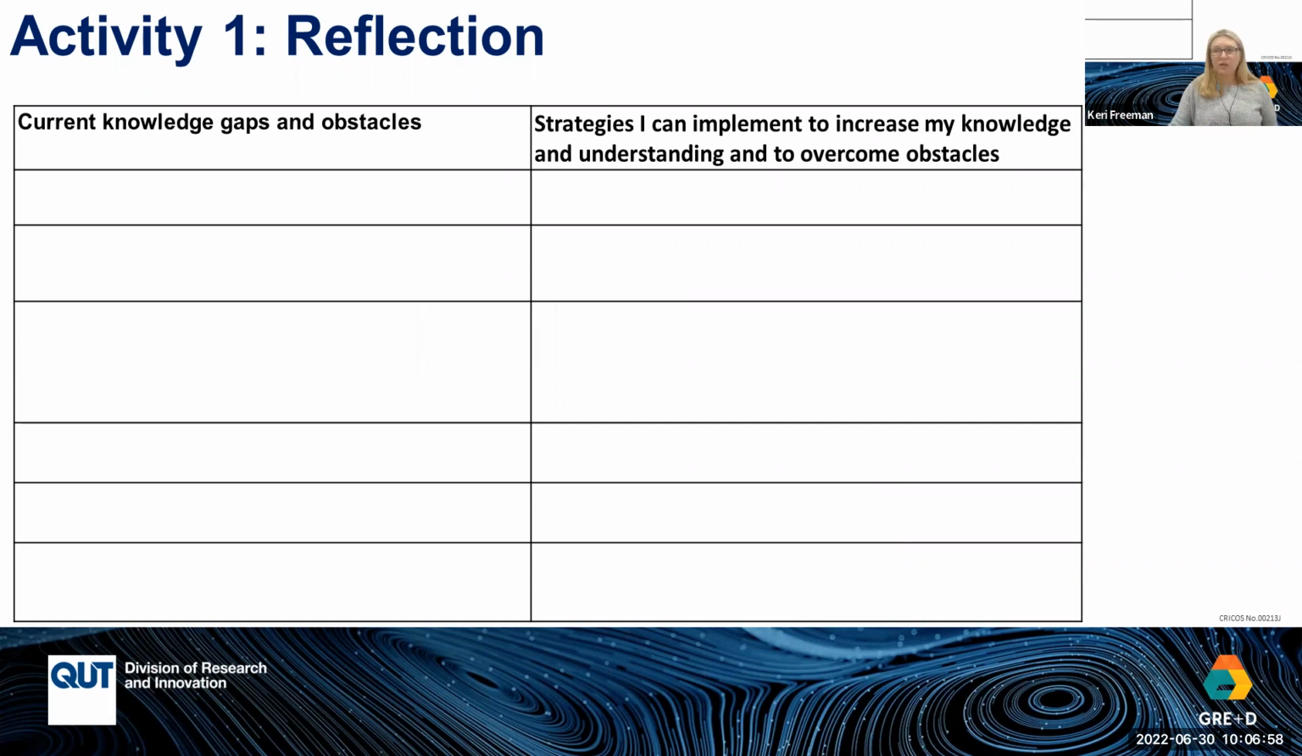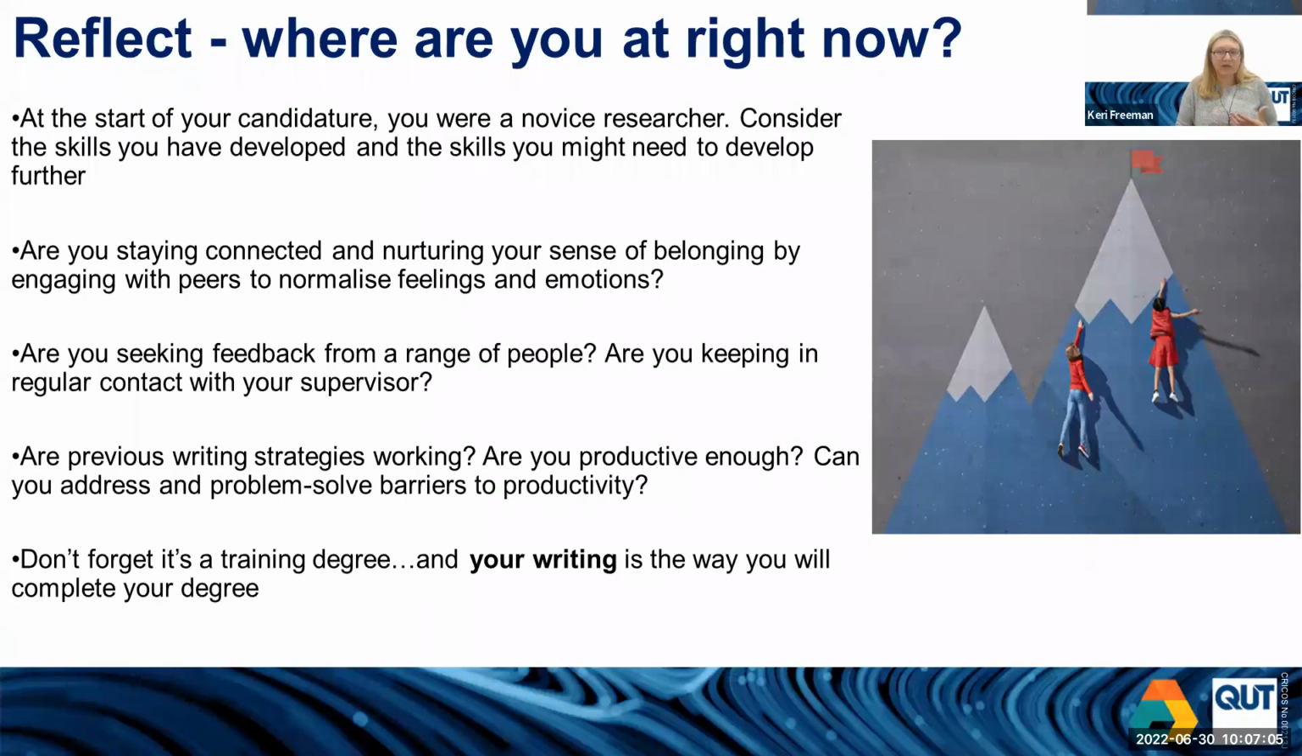So what I wanted to do is, well, I'll give you a few minutes shortly, but before we get to that, when I'm saying reflecting, reflect on where you're at right now. One way to do that is to think about the start of your candidature, when you were potentially a novice researcher. Maybe you've done some research projects before, but if you're doing a PhD, you wouldn't have done a PhD before. So think about the skills you've developed during your candidature, which would have been quite a lot. And then think about if there are any skills you need to develop further.